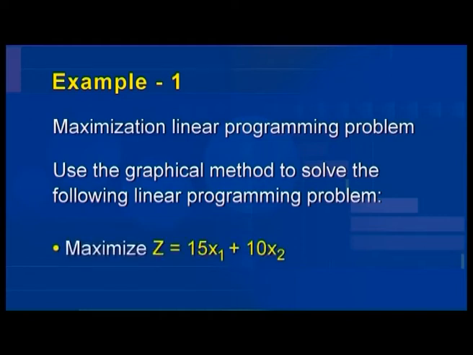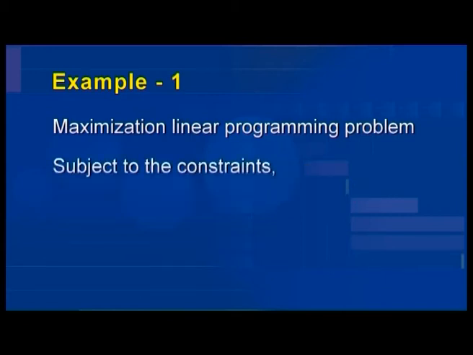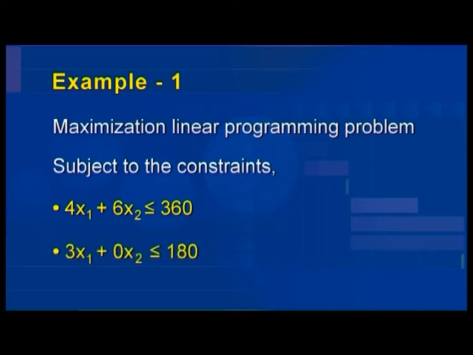Maximize z equal to 15x1 plus 10x2, subject to the constraints 4x1 plus 6x2 less than or equal to 360, 3x1 plus 0x2 less than or equal to 180, 0x1 plus 5x2 less than or equal to 200, and x1, x2 greater than or equal to 0. Solution. Graphical representation is as shown below.